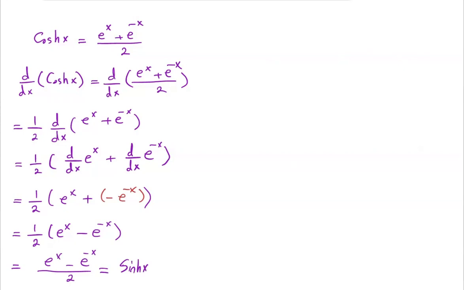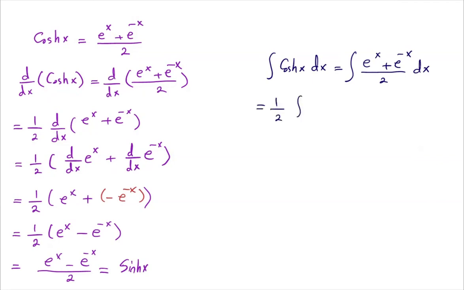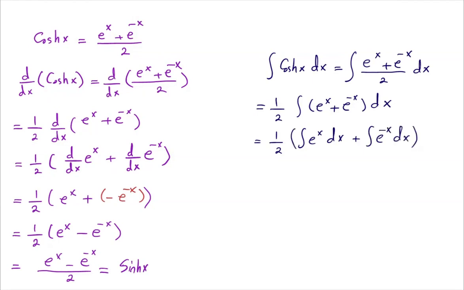Now, what if we want to know what is the integral? If I ask you to calculate the integral of hyperbolic cosine of x dx, it is the integral of e to the x plus e to the power minus x divided by 2 dx. So as usual, write down a half in front of the integral of e to the x plus e to the power minus x dx, which can be written as a half integral of e to the x dx plus integral of e to the power minus x dx.